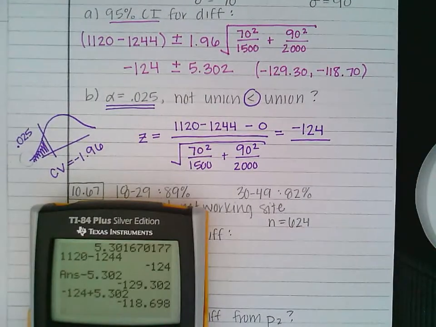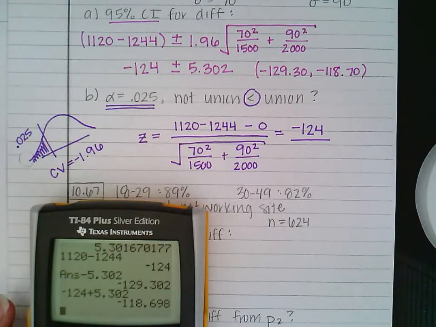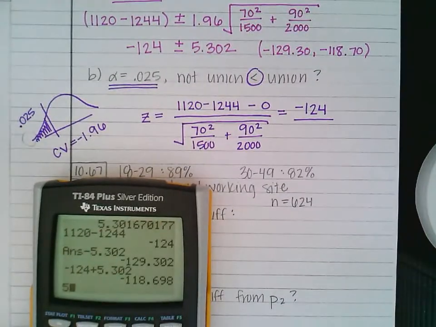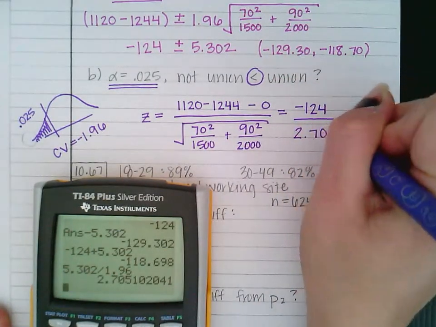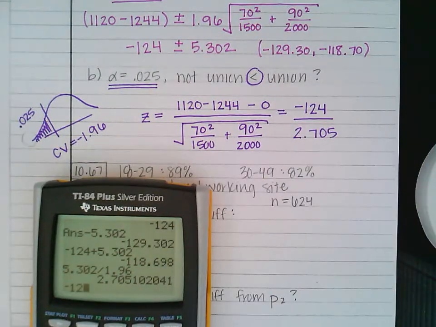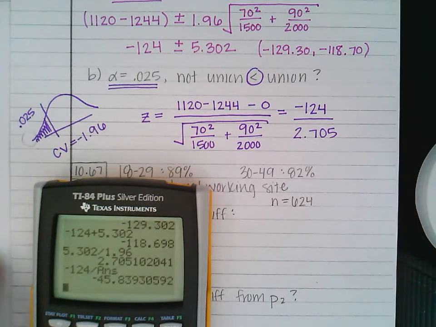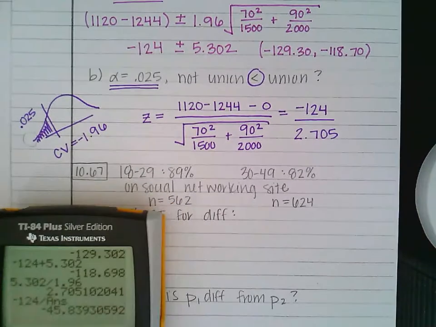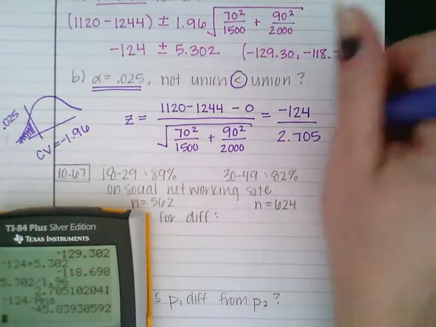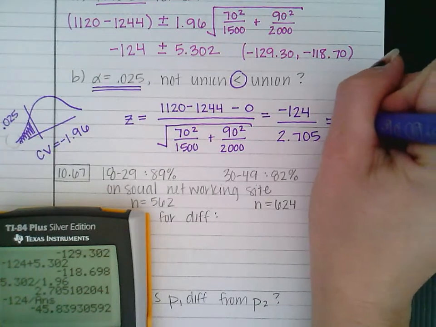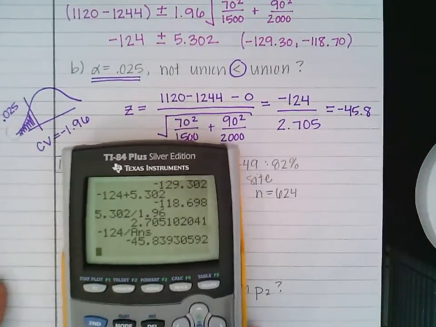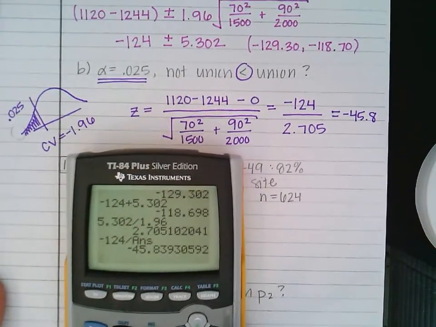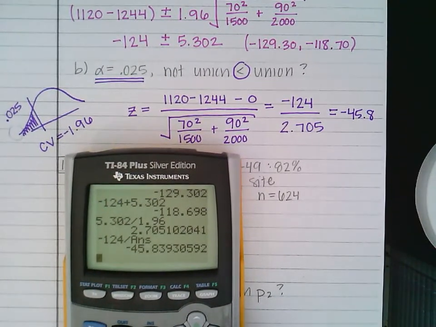In the denominator, I'm going to have that square root piece, and I could do this, or you could retype it all out if you really wanted to. Oh, that z-score is very, very small. So basically we have extremely significant evidence that if you don't work in the union, you're not making enough money.